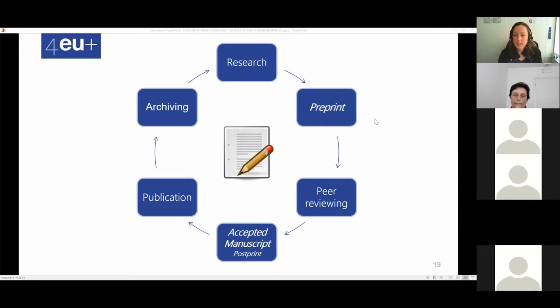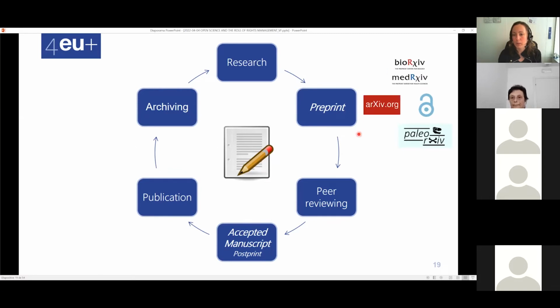Okay, so now where is open access? First, you can perform open access by sharing your preprints. Preprints are at this stage of your publication cycle. A preprint is the first version of your paper, which is submitted to a publisher. So it's your paper before peer review. Sharing preprints is more common in scientific and technical fields. And you can share preprints on different preprint repositories like arXiv, bioRxiv, medRxiv, paleoRxiv, and a lot of others.